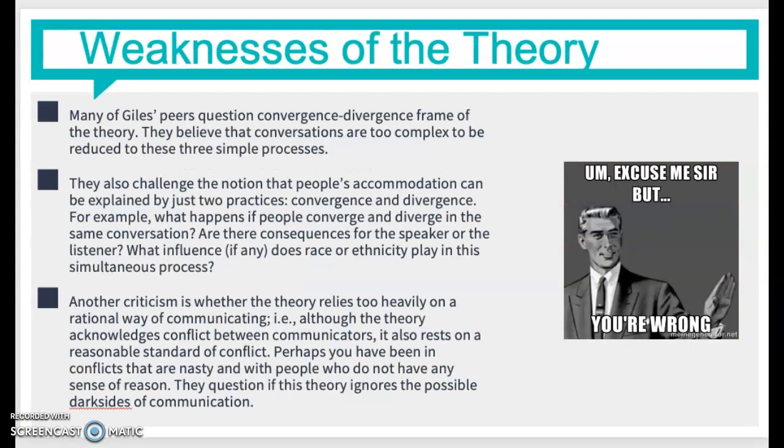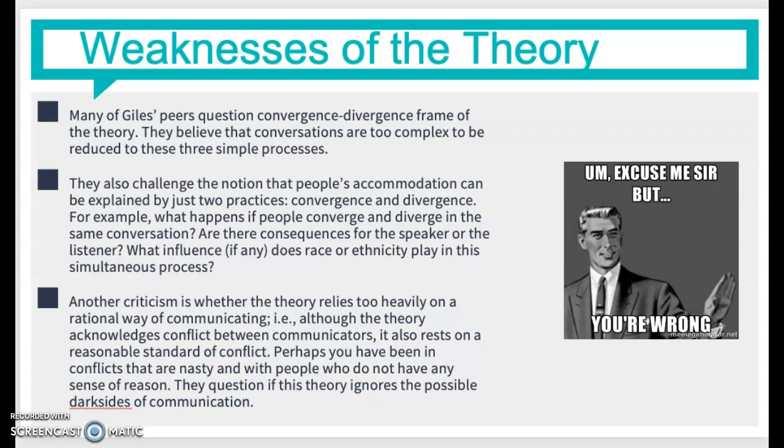While the theory is considered to be universally true, there are always going to be critics of any theory, and there are some identified weaknesses of the theory. For example, many of Giles's peers question if convergence-divergence is of too simplistic a nature. Can we really downplay a whole theory into 3 simple processes? They also challenge the notion that people's accommodation can be explained by just the 2 practices of convergence and divergence.